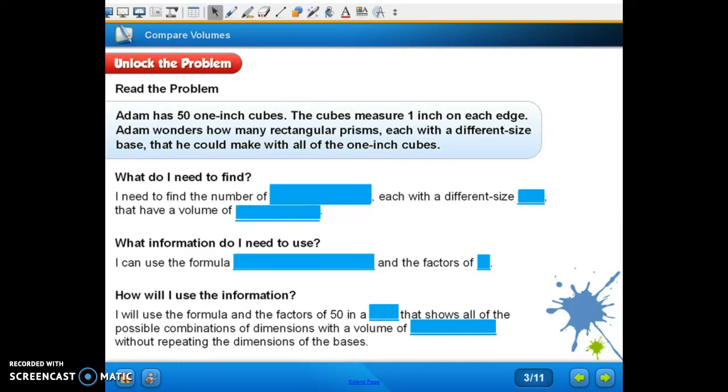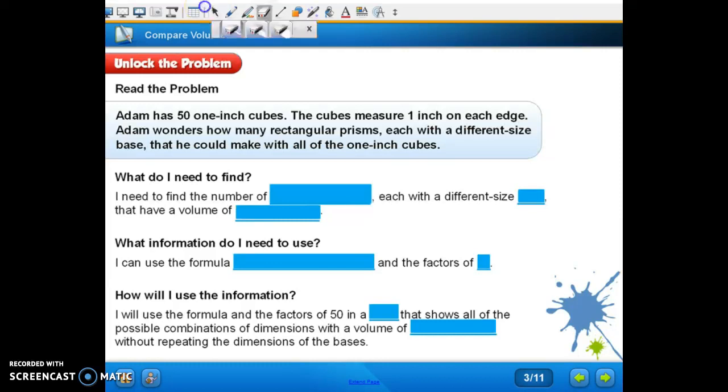Adam has 51-inch cubes. The cubes measure 1 inch on each edge. So it's a cube that's 1 by 1 by 1. What is the volume of that cube? 1 cubic inch. Adam wonders how many rectangular prisms, each with a different size base, that he can make with all the 1-inch cubes. And it tells you he has 50 of those.